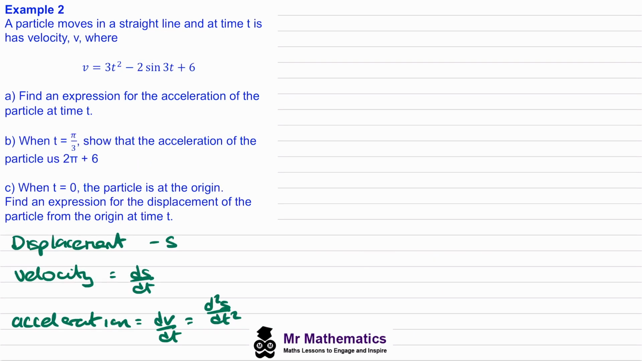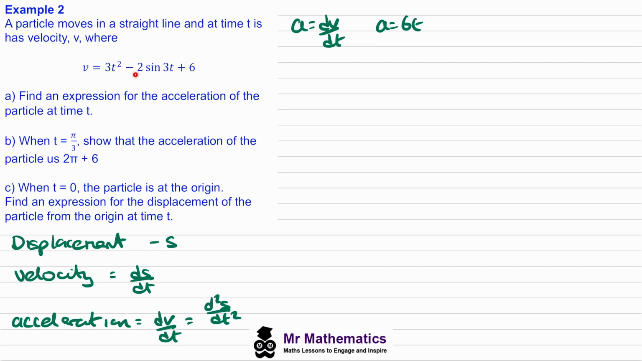Okay, so in example 2, we're told that a particle moves in a straight line and that at time t has velocity v given as a function. And then for part A, we've been asked to find an expression for the acceleration of the particle at time t. So we need to work out dv by dt. So if we differentiate this, we get 6t. So a will equal 6t.